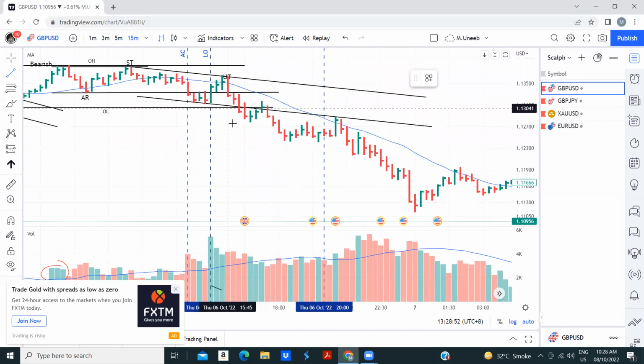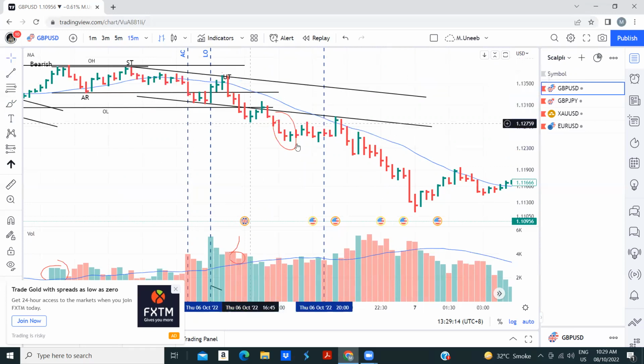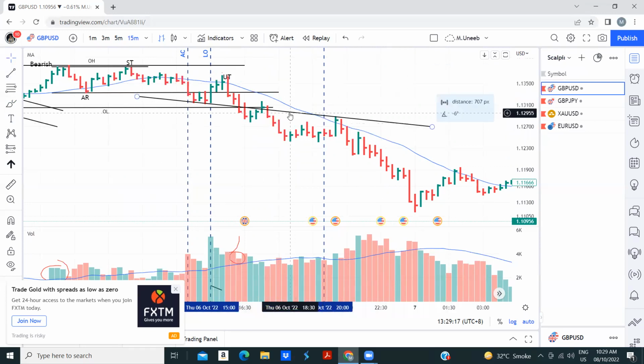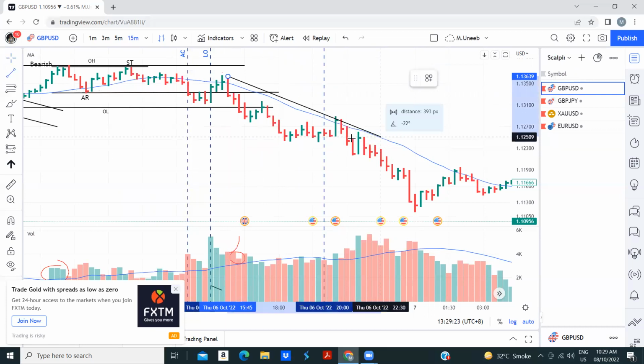Can we consider this as a selling climax? We cannot consider this as a selling climax because there is no huge increase in volume. There is no huge increase in spread. This is not even a selling climax, right? So what does this suggest to me? That I have to redraw my structure. Okay, now this one is done. This one is done. Now I can join this one and this one.